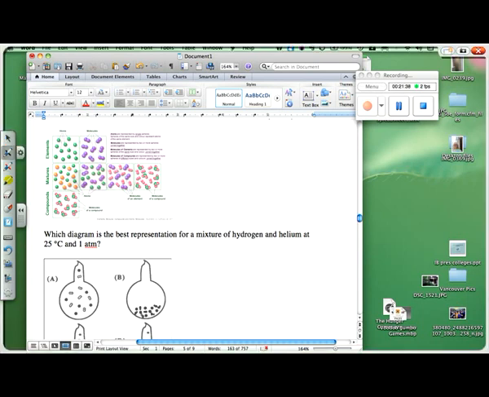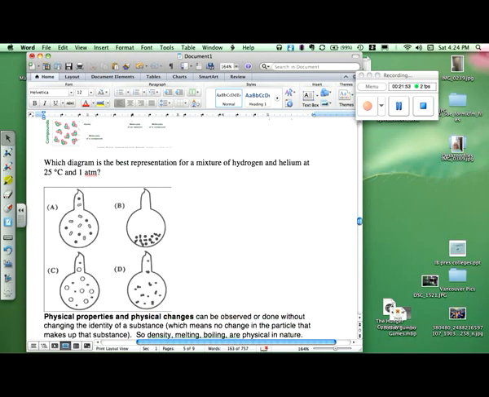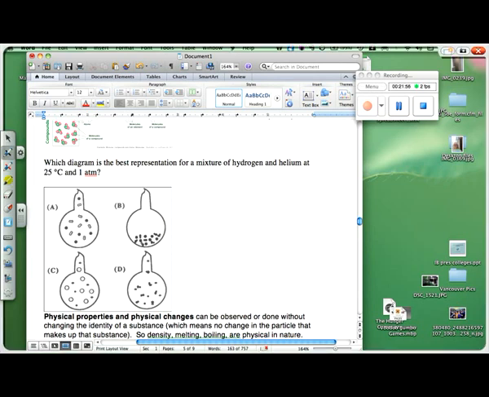I don't think you can actually see my cursor when I'm moving it around. All right, a little question for you here to apply what we've just talked about. Which diagram right here, these little flask diagrams, is the best representation for a mixture of hydrogen and helium? So think about what we know about the elements hydrogen and helium, what their particles would look like, and the fact that they are both gases, and pick which one you think would be the most representative of hydrogen and helium.